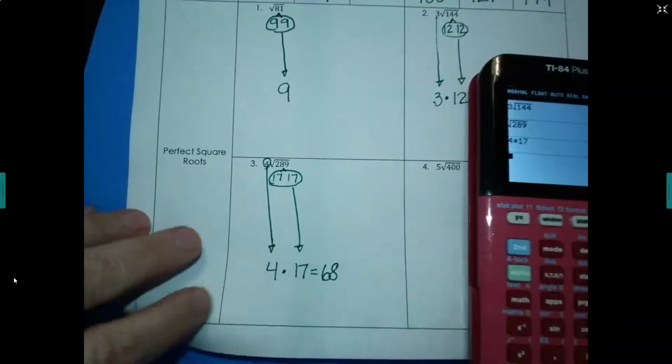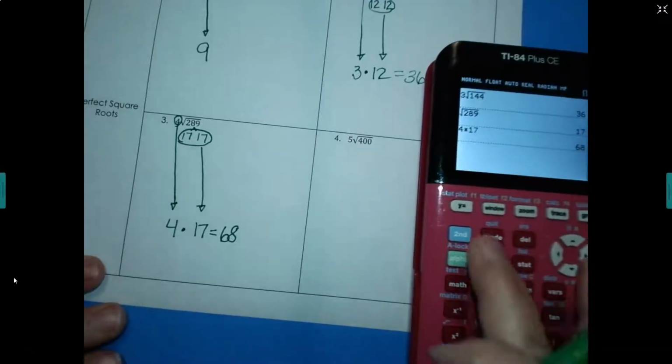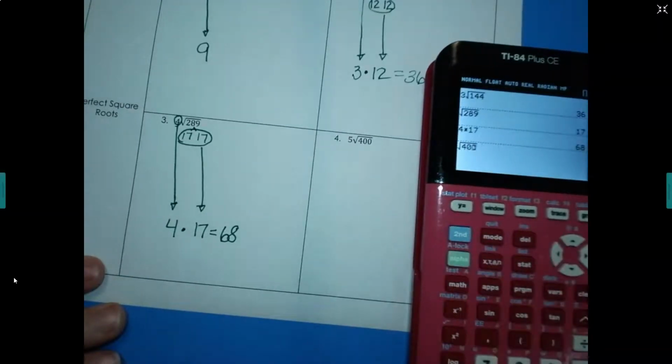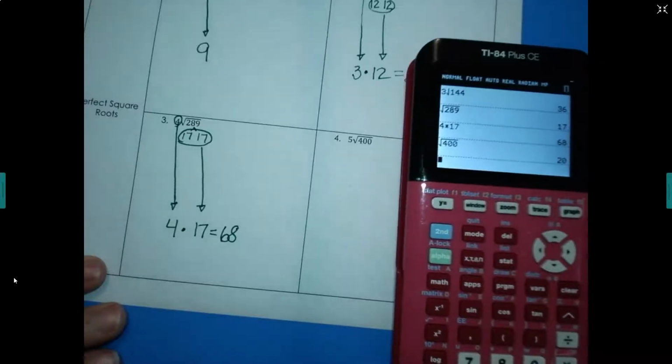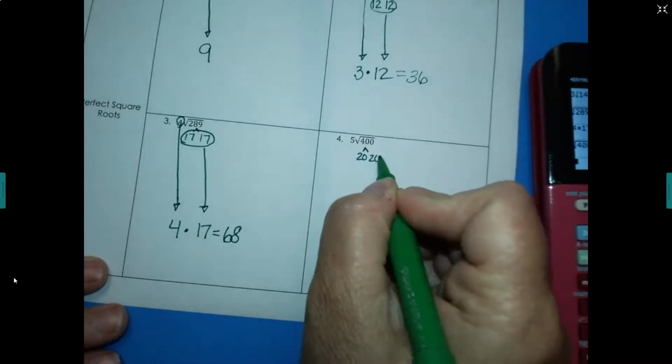One last one on our perfect squares. Then we're going to make it a little bit different. So we have the second root of x squared. I'm going to put 400 in there to see if it's a perfect square. It is, 20. See how it's a nice, pretty number? That means this is 20 times 20.